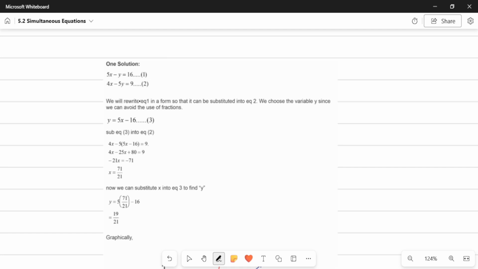Now, let's look at this. We will rewrite equation 1 in the form so that it can be substituted into equation 2. We choose y since we can avoid the use of fractions. So if I look at equation 1, I want to try to re-express equation 1 and make one of the two variables the subject of the formula. Right? Once I make one of the two variables the subject of the formula, then what this means is wherever I see y, I can input 5x minus 16. So since I chose equation 1, I'll take equation 1, re-express it so that I have y on one side. So it means wherever I see y, I will substitute it into equation 2.